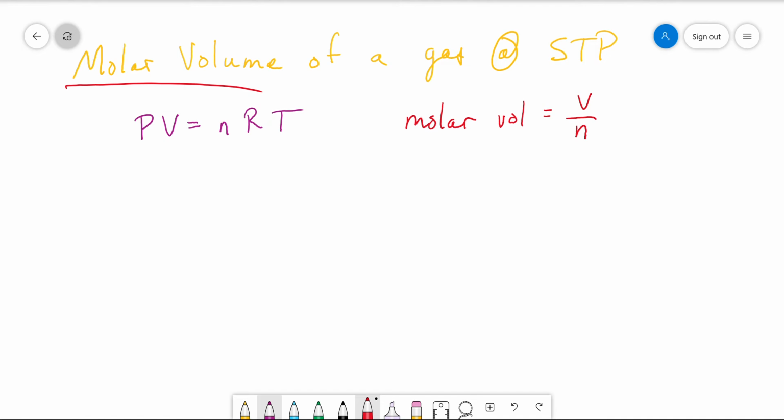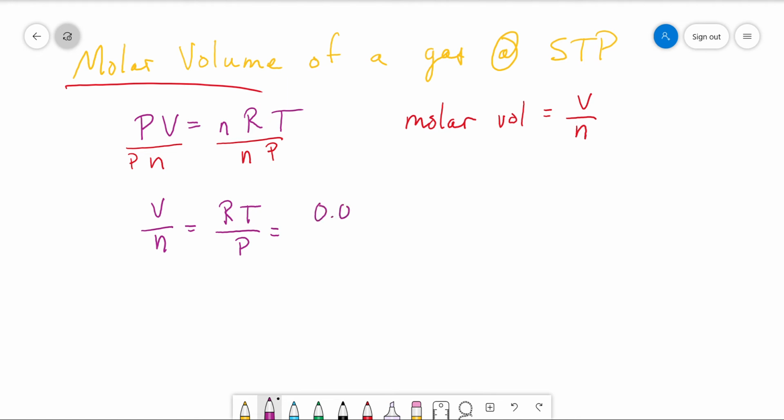So now all we have to do is take PV is equal to nRT, get n, let's divide both sides by n, and let's just at the same time divide both sides by P, just so we can do this in one step. And we get V over n is equal to RT over P. And all we have to do is plug in standard temperature and pressure here.